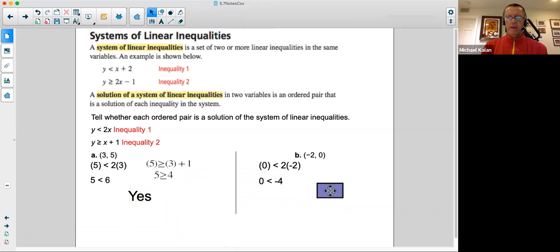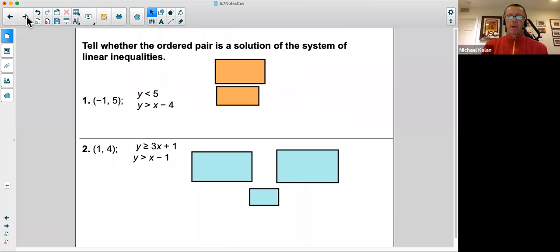Okay, so we ended up getting 0 is less than -4. Not true when I plugged it in just to the first one, which means, is that a solution to the system? No, I can stop right there because all they were asking me is tell me whether it was a solution to the system. And it's not, unless it's for both. By not being for one, then the answer is no. Okay, go ahead and try a couple more of these.